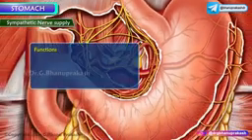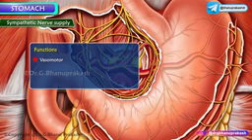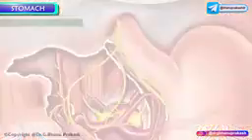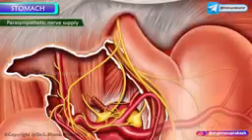The functions are vasomotor, and it is a chief pathway for the pain sensations from the stomach, and also it is motor to the pyloric sphincter while inhibitory to the rest of the gastric musculature. And this is what is about the sympathetic innervation of the stomach. And next is the parasympathetic innervation.